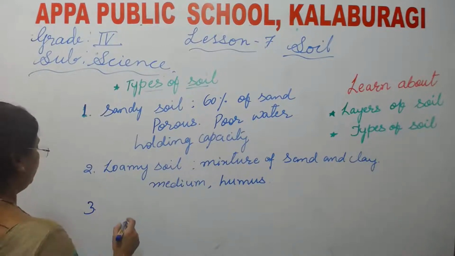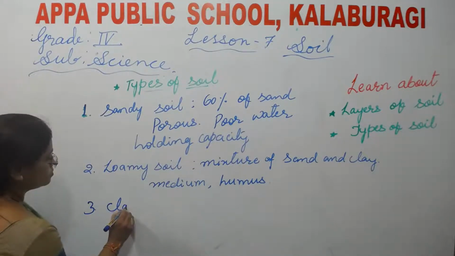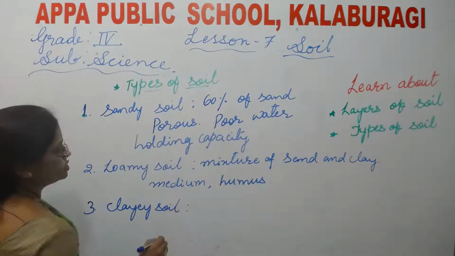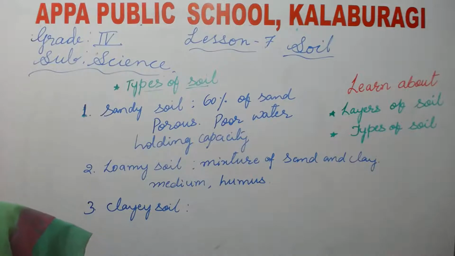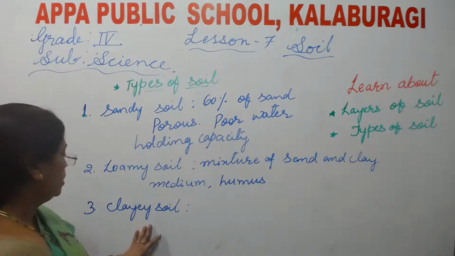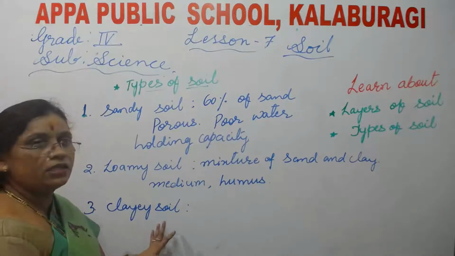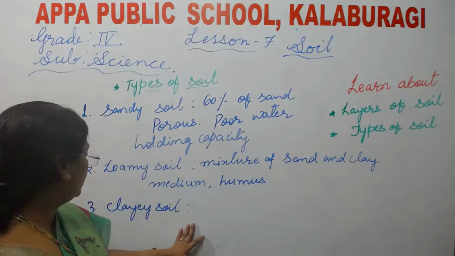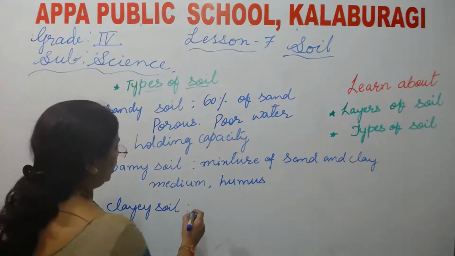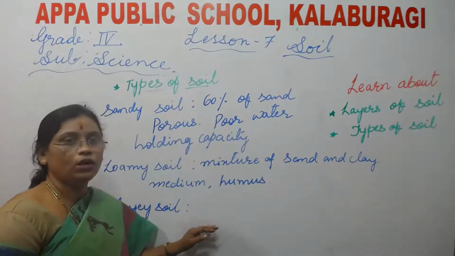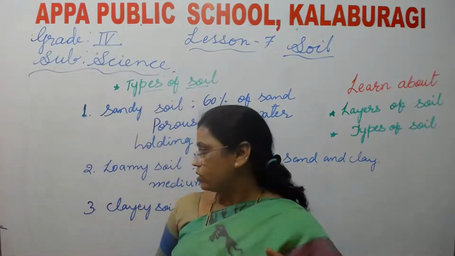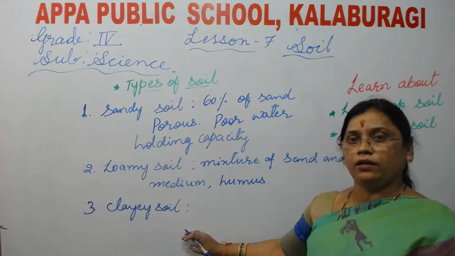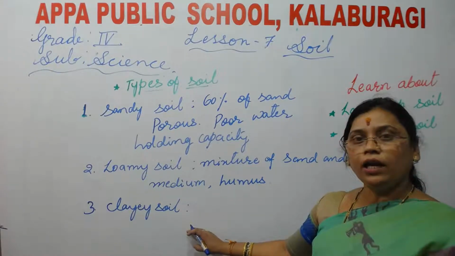Third type of soil is clayey soil. The name itself, clayey. So clayey soil has the particles of clay. It is made up of the particles of clay. What about the water holding capacity of clay soil? The water holding capacity is very high here, and it has very little air in it.